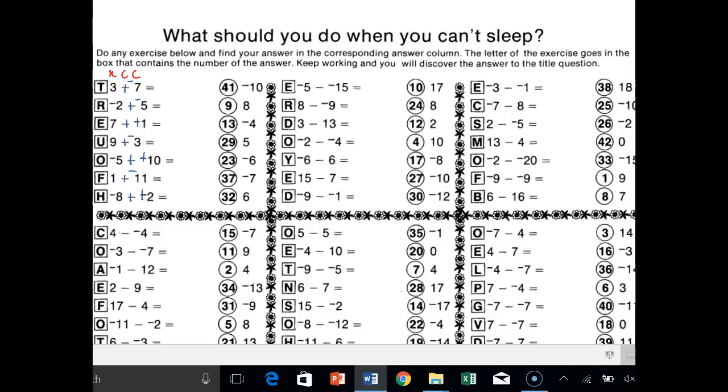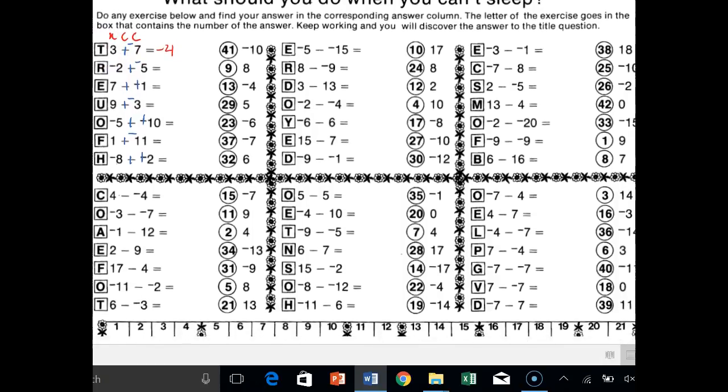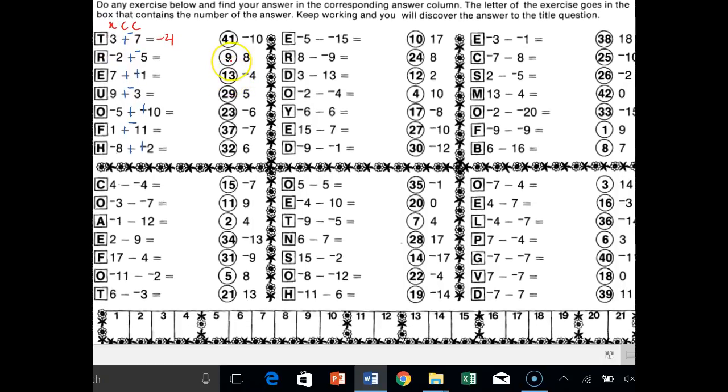So basically what we're going to do is go ahead and solve it and then match it up with one of these answers. So 3 plus negative 7 is negative 4. I see negative 4 right there. So that's T. So we go down here on number 13, we will put T right there.